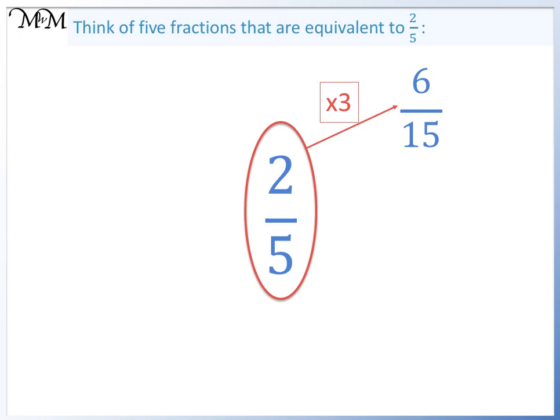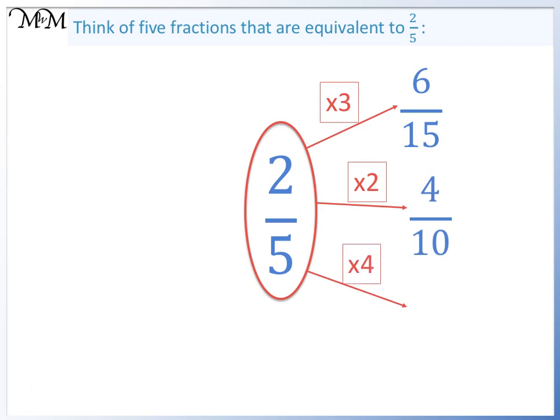Here are just a few examples of fractions equivalent to 2/5. We can multiply by 2. 2 times 2 equals 4, and 5 times 2 equals 10, 4/10. We can multiply by 4. 2 times 4 equals 8, and 5 times 4 equals 20, 8 over 20.